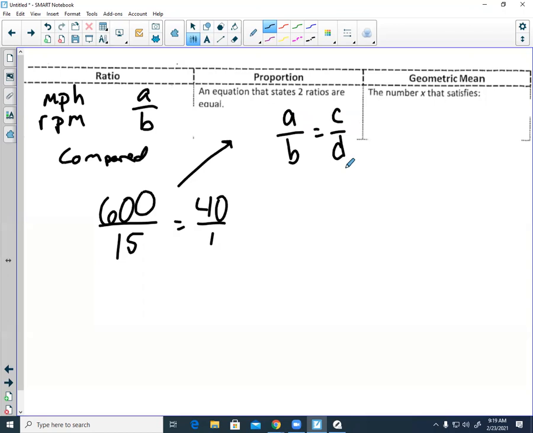Okay, and geometric mean, this is just an equation that I want you to know. The geometric mean is x over a number equals a number over x. This is going to be one of those things that just ends up being kind of like a formula, and you need to know the formula and how to use it. Okay, so x over a number equals a number over x.